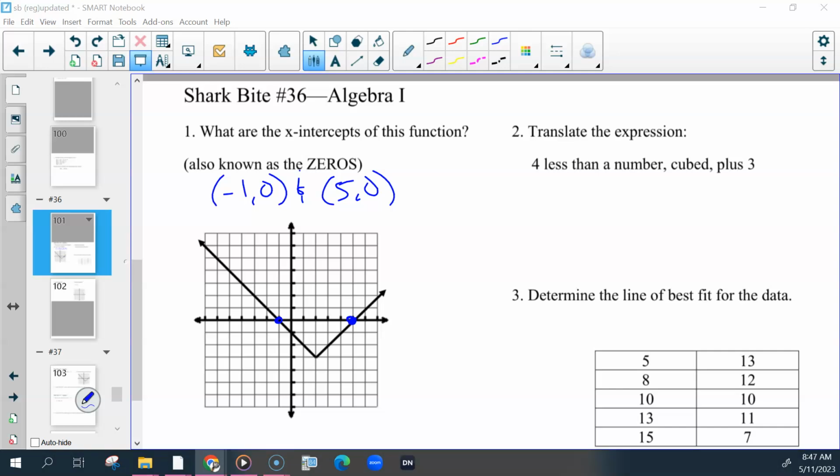Two, you have to translate 4 less than a number. So 4 would have to go at the back. I think I said this was all cubed. I don't want to type the wrong thing. Hold on. I think everything is cubed and then plus 3, but I'm double checking. Yes. If it said less than a number cubed, comma, that would just be the x cubed, and then plus 3 on the outside.